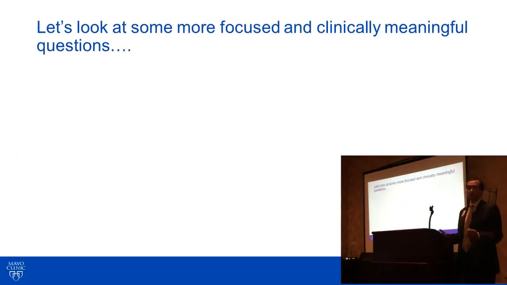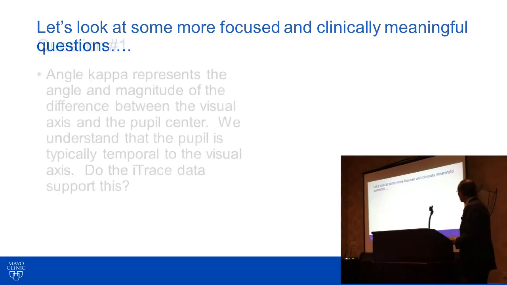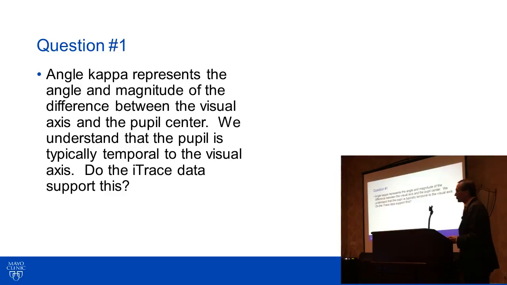Okay, so then the question is, if we have a reasonable database, what can we do that's more focused and more clinically meaningful? So I put it in the form of a few questions. Now shift your brain to angles. Angle kappa, just as a refresher, is the difference, from an angle and magnitude point of view, of the center of the pupil versus the center of the visual axis. We generally understand that the pupil tends to be temporally displaced from the visual axis, but the question is, do our data on a big scale confirm or refute this?